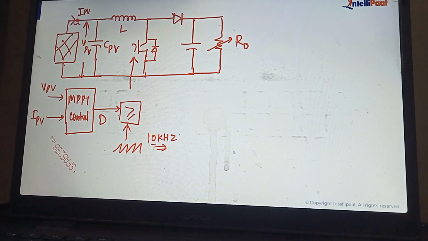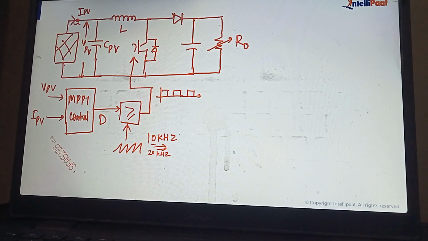Whether the switch supports 10 kilohertz, or 20 kilohertz, 30 kilohertz, like that. The output of this is the PWM signal, which goes in this fashion: on, off, like that. So this is the overall diagram of this PV system, where we are using the boost converter controller along with the MPPT control.